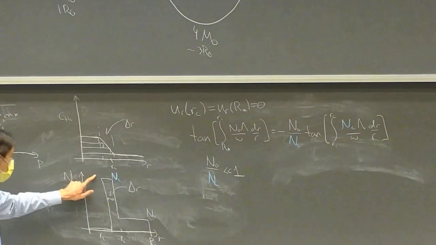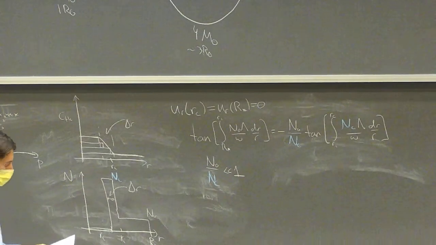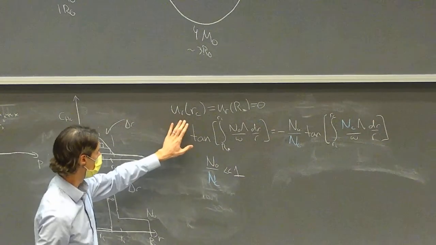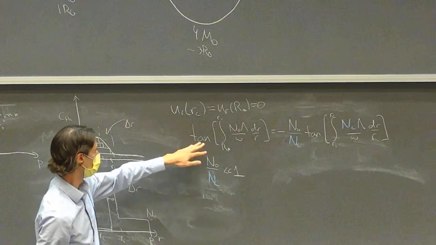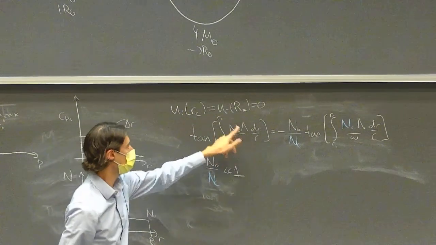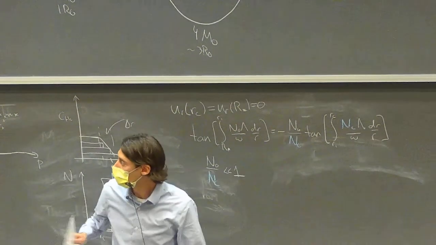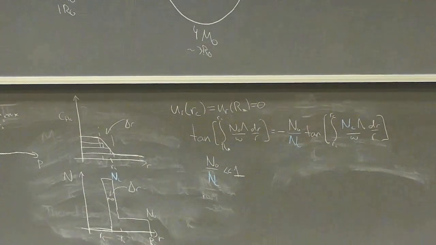Nc is really large. And because of that, to leading order, what you get is that the tangent of this expression here is equal to 0. Well, that's the exact same thing that we had here, right? When tangent is 0, so is sine.